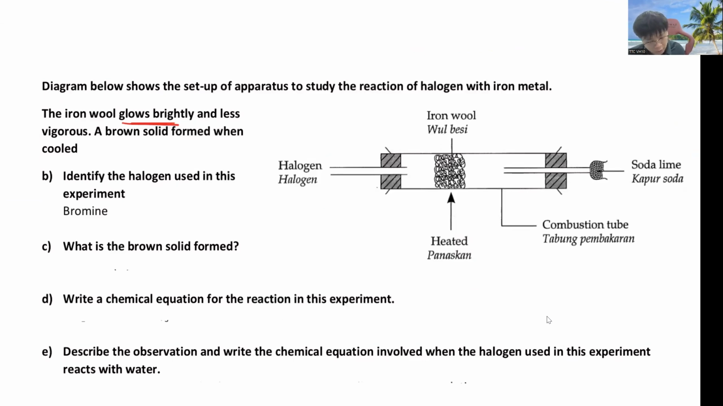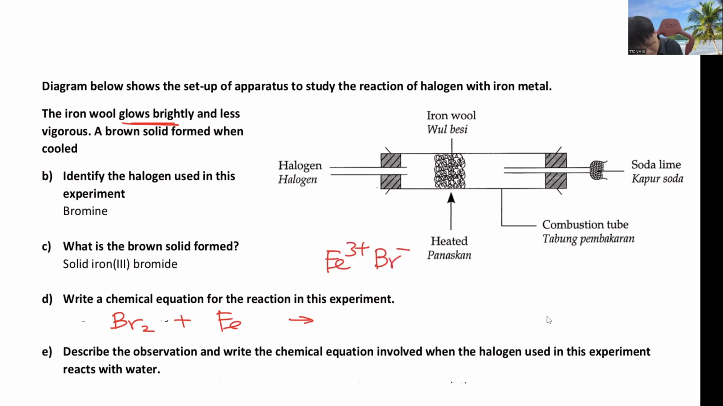So the brown solid formed is actually iron(III) bromide, because Br2 plus Fe will become Fe3+ and Br minus, becoming FeBr3. Put 2 here, put 3 here, put 2 here.